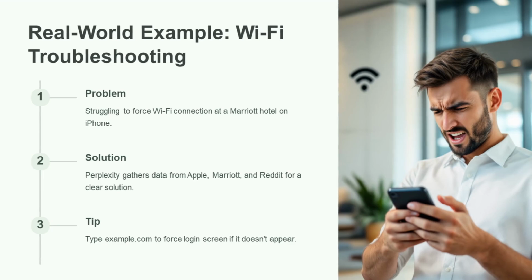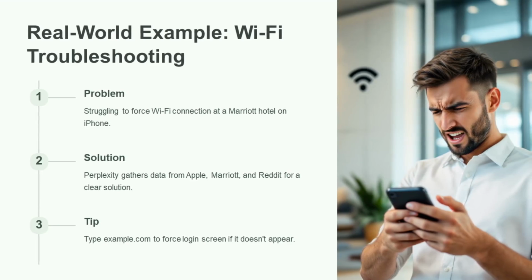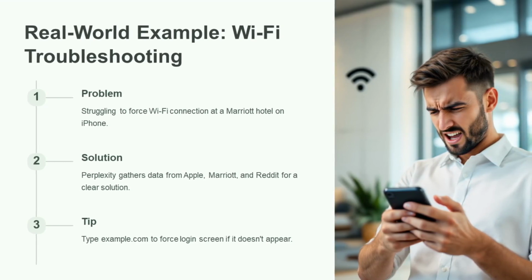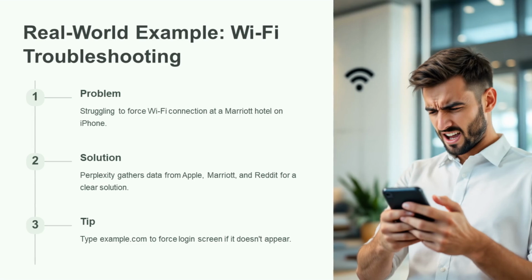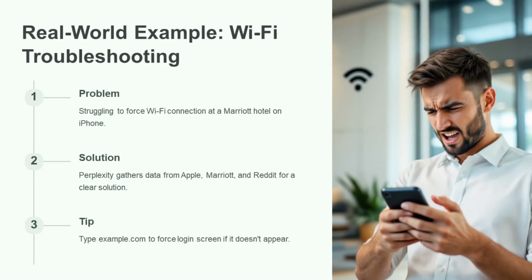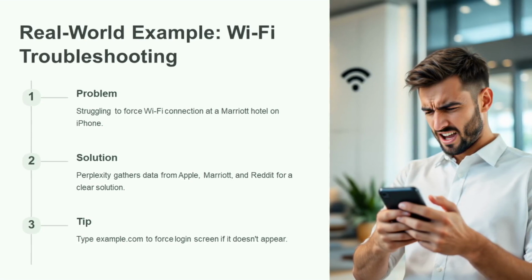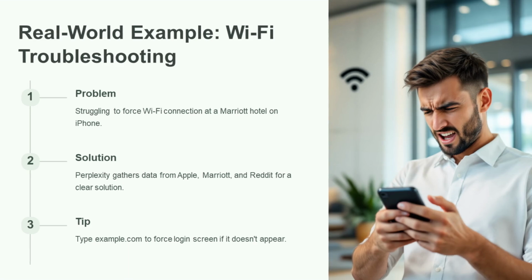Let's say you're struggling to force a Wi-Fi connection at a Marriott hotel on your iPhone. Searching across the web, Perplexity gathers data from Apple's Help Center, Marriott support, and even Reddit. Instead of clicking through multiple Google links, you receive a clear, step-by-step solution up front. For reference, if a public Wi-Fi login page doesn't appear, simply type example.com into your browser. This forces the login screen to pop up. Additionally, Perplexity provides supplementary information, such as relevant YouTube videos, for better troubleshooting.